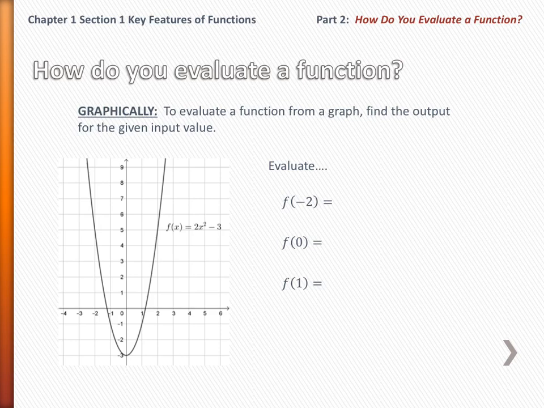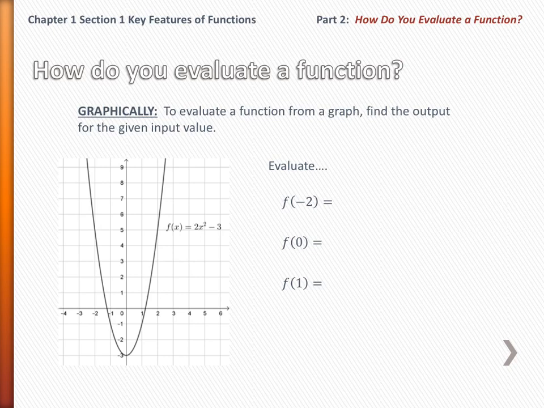Okay, now how would we evaluate a function from its graph? Here I have an example function, f of x equals 2x squared minus 3. It's a parabola, and here is its graph. And we're going to evaluate 3 different inputs here. And what we're asking is, for a given input, what is the output on the graph?